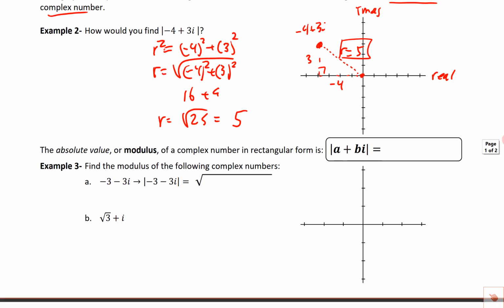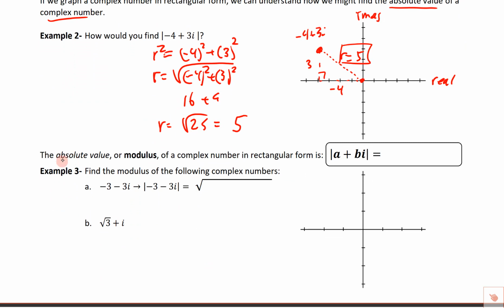Now we can generalize that here. So the absolute value, or if you would just underline modulus, this is what the modulus is. The modulus of a complex number in rectangular form is this. We're going to make a big square root, and we square the real part, and I'm going to put that in parentheses, plus the imaginary part squared, and it's just based off the Pythagorean theorem. So that's how we find the modulus.